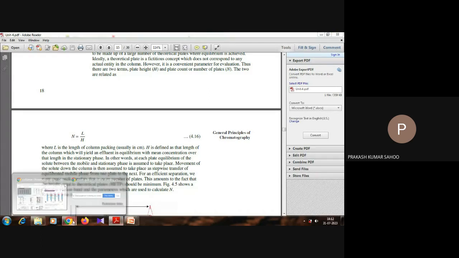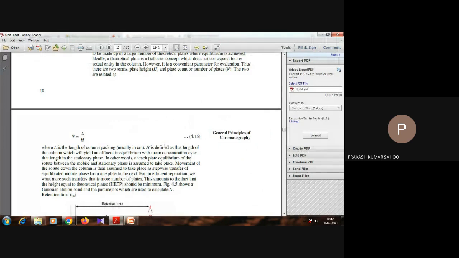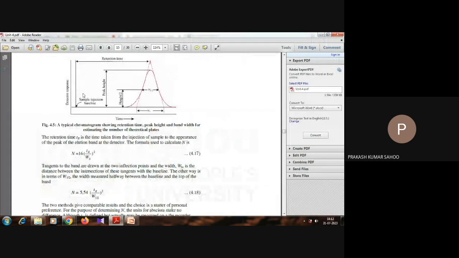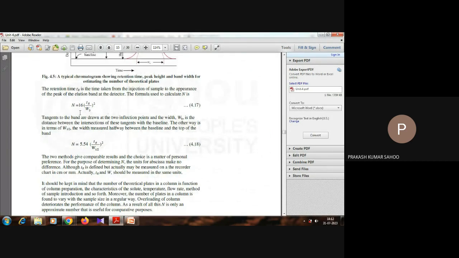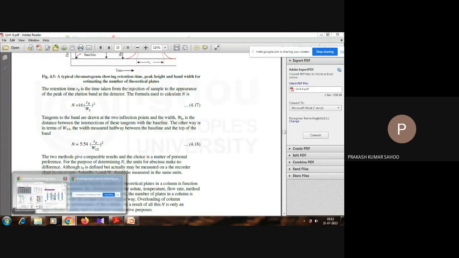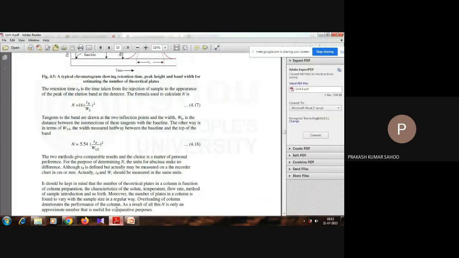So how many plates are here? There are two plates here. So the number of plates is the total length divided by the length of each component. So this is your L by H. So we have just gone through these things: time, peak height, sample injection, baseline, etc. We have an equation here: N equal to 16 (tR by WB) squared. So WB is the width. Width means the breadth.